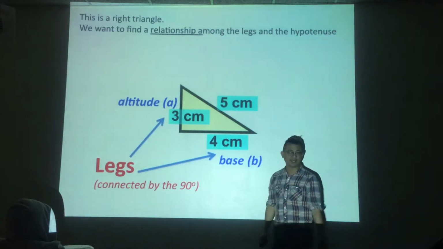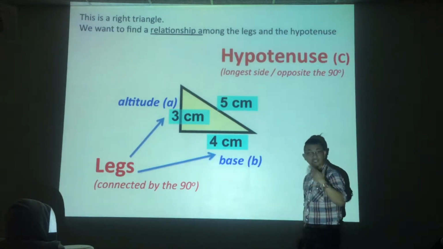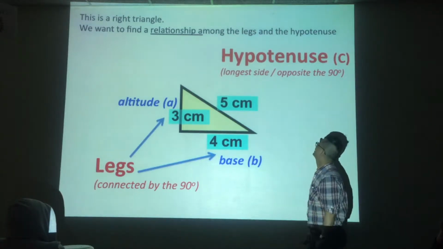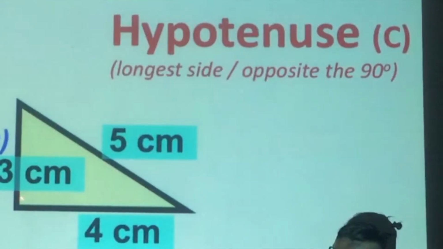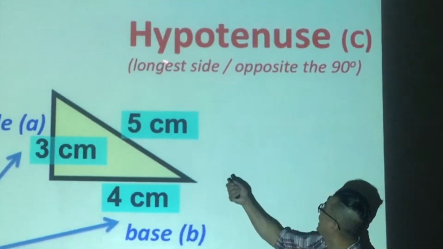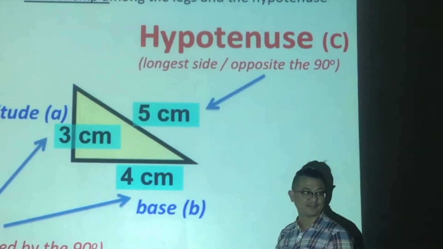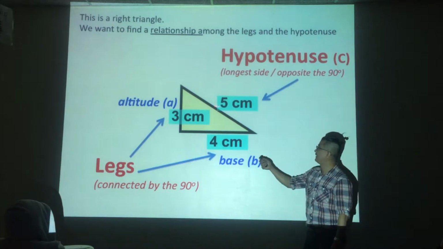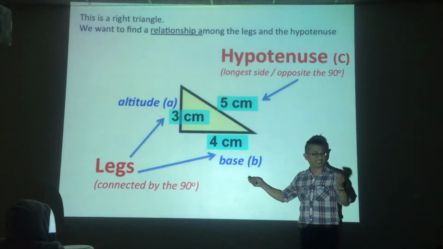So, another vocabulary is hypotenuse. Can you say that? It's hard to say. Hypotenuse. Awesome. So, hypotenuse is the longest side. It is the one opposite the 90 degrees. So, that's 5. And obviously, 5 is longer than 3 and 4. So, it's the hypotenuse.